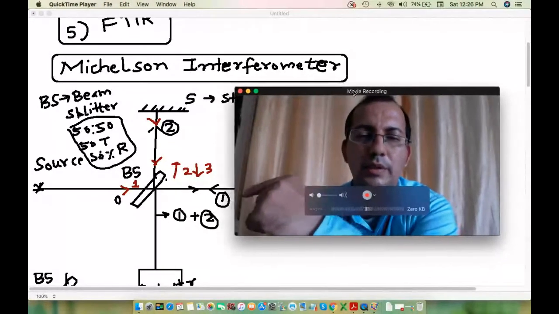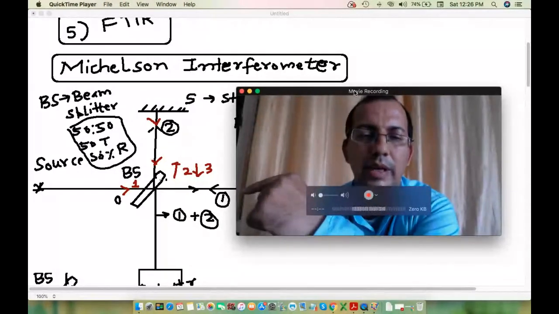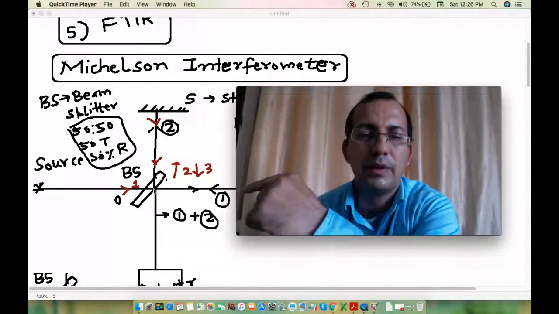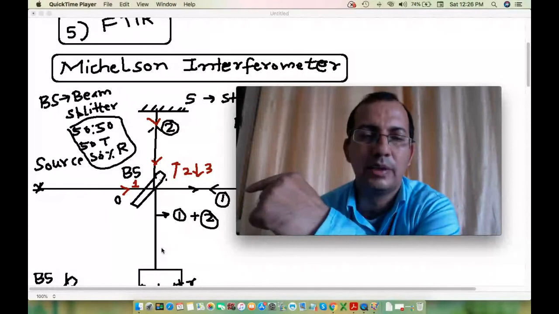If you look at this ray of light, let's say this is one ray of light. This ray of light has crossed the beam splitter only once, because it came from here and entered, and then it is reflected back from the back surface of the beam splitter, because it is coated, and then they will interfere here. On the other hand, beam number 2 traverses the beam splitter 3 times.